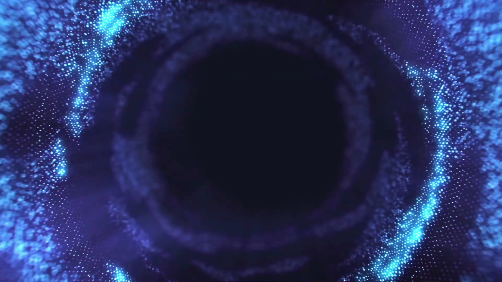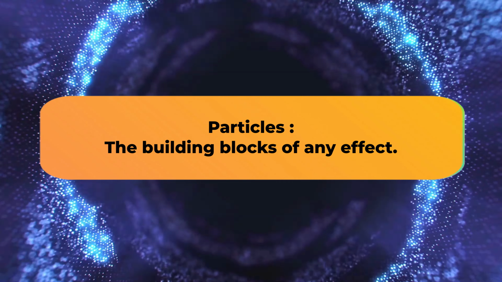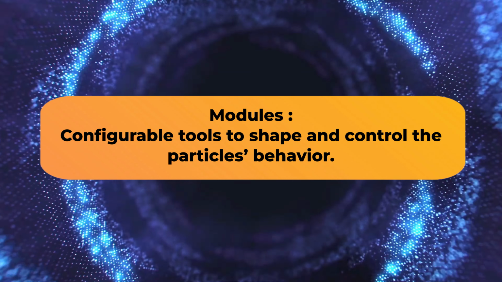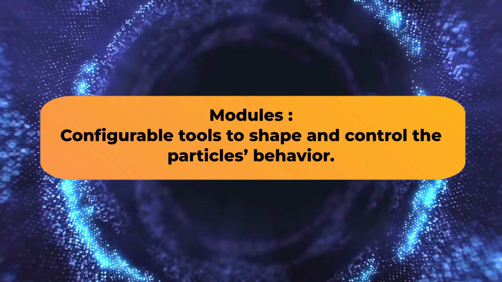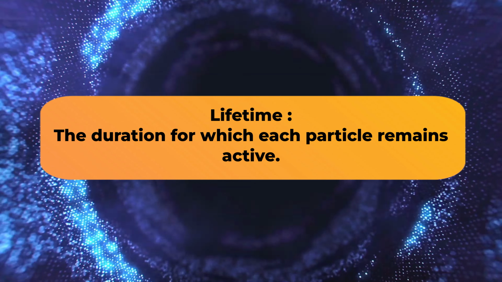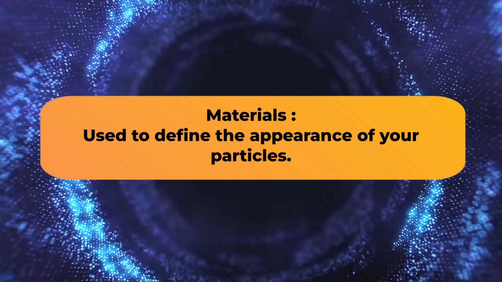So, to recap, we've covered the key concepts of Unity's particle systems. Particles, the building blocks of any effect. Emitter, the source that spawns particles. Modules, configurable tools to shape and control the particle's behavior. Lifetime, the duration for which each particle remains active. Materials, used to define the appearance of your particle.